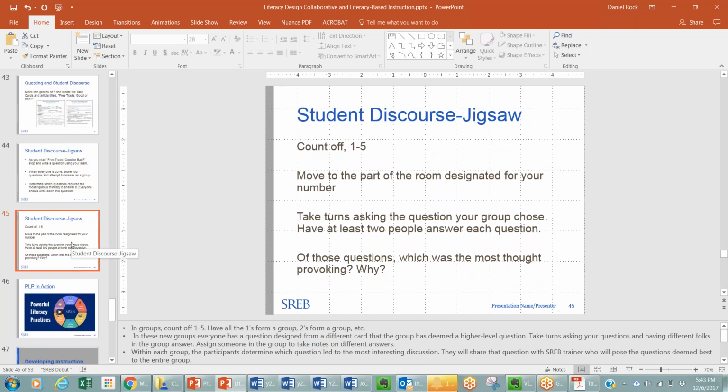Now I want to count off by fives. Hopefully there's 5 people at the table. If not, you might need to mix it up so that there's 5 people per table at that original table. We would call that the home group. And this would be the expert group, where they go to this table and they share their questions.